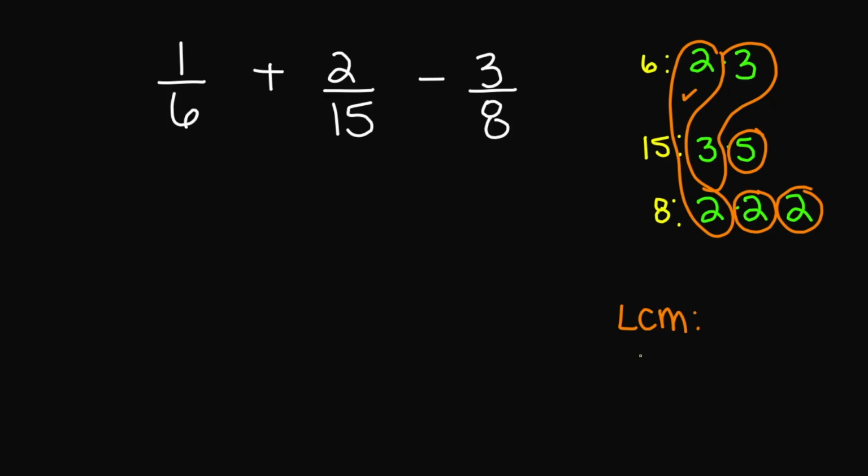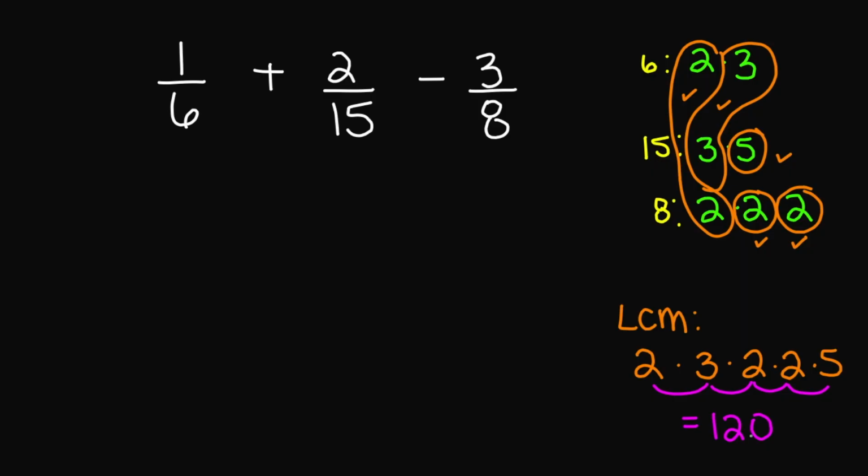I'm going to add that in my answer. So we have 2 times, we have a 3 here, and then we have another 2, and 5. So I'm going to add a 2 here, a 2 here, and a 5. Now we're going to multiply because remember, we are looking for the least common multiple. So 2 times 3 is 6. 6 times 2 is 12. 12 times 2 is 24. 24 times 5 is going to equal 120. So your least common multiple here is 120.